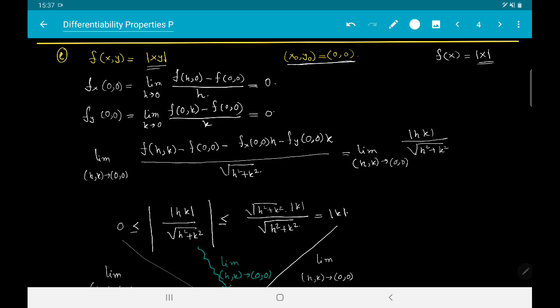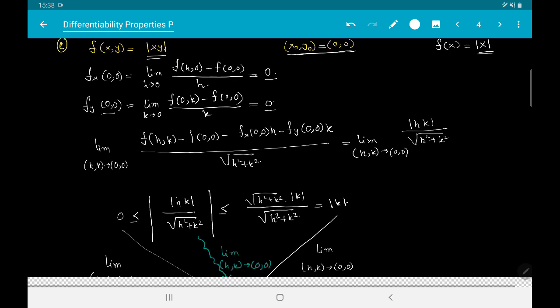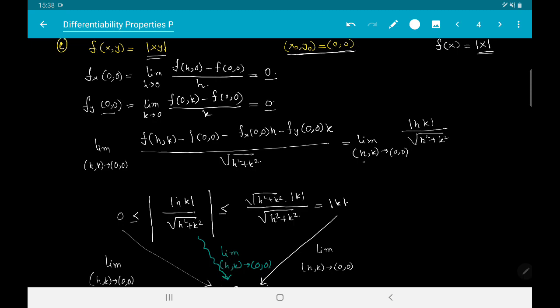So what is fx at 0, 0? We are going to follow the same procedure as we have followed in the last two examples. First we compute the first partial derivatives. So fx at 0, 0 turns out to be 0. Fy at 0, 0 turns out to be 0. Put in all the information, and all we will be left with is the limit as (h, k) tends to (0, 0) of modulus of hk divided by root of h square plus k square.